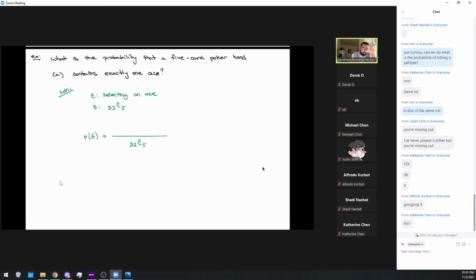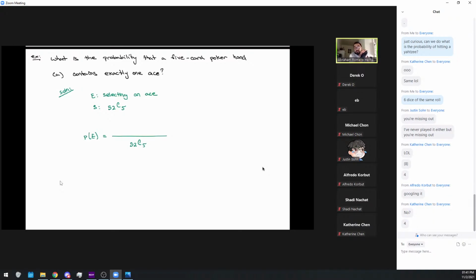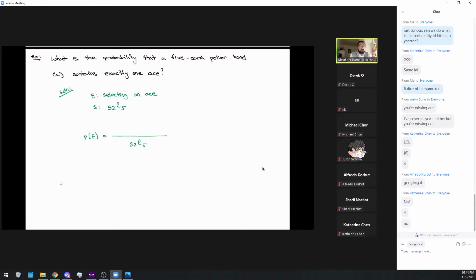Now let's look at our numerator. So I already understand what the event is. The event is I want to select 1 ace, exactly 1 ace. Well, let's select that ace first. How many aces do you have in a deck of cards? 4, right? Does it matter which ace you get? No, it doesn't really matter. You just want an ace. So there are 4 ways on how to select an ace.